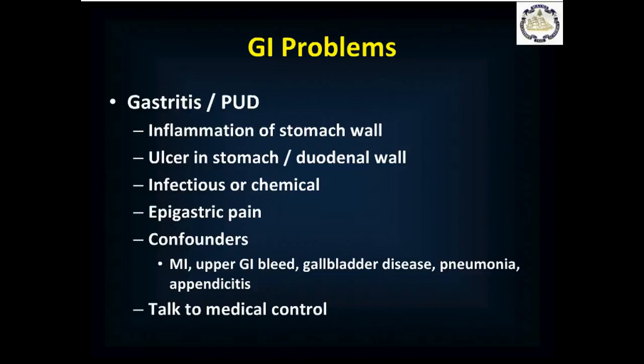That's your epigastric area. Again, things that aren't gastritis and peptic ulcer disease that can present like this include a heart attack, an upper GI bleed, problem with the gallbladder, pneumonia, or appendicitis. Now you'll be able to differentiate some things, like appendicitis, for example, based on where the pain's going to. Probably will also be able to distinguish pneumonia, because the patient will typically have a cough as well and some shortness of breath. But it can be very difficult to sort these things out. So again, someone with epigastric pain, talk to medical control.